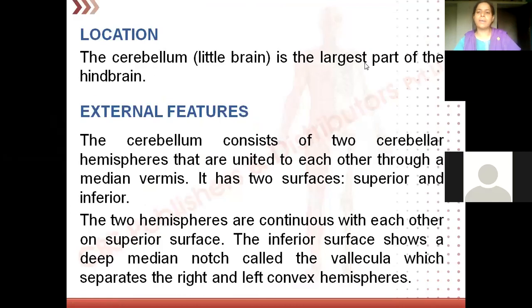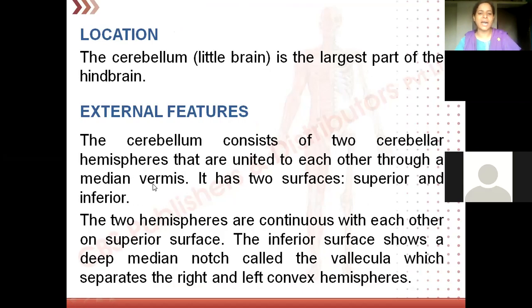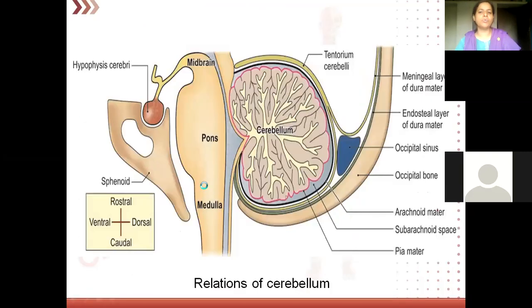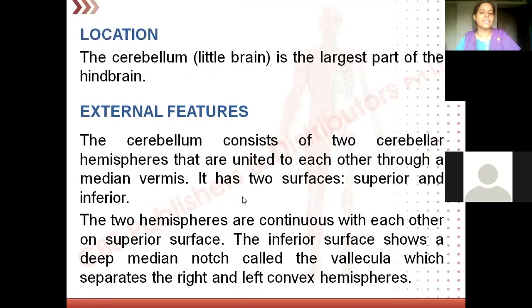So the cerebellum is the largest part of the hindbrain. The cerebellum consists of two cerebellar hemispheres, the right and left cerebellar hemisphere. This is one hemisphere, this is one hemisphere. In between the two hemispheres, what is this earthworm-like connection? Vermis. I told you it has two surfaces. If you view from above, you call it the superior surface. If you view from below, it is called the inferior surface. The two hemispheres are continuous with each other on the superior surface. The inferior surface shows one deep median notch called the vallecula.